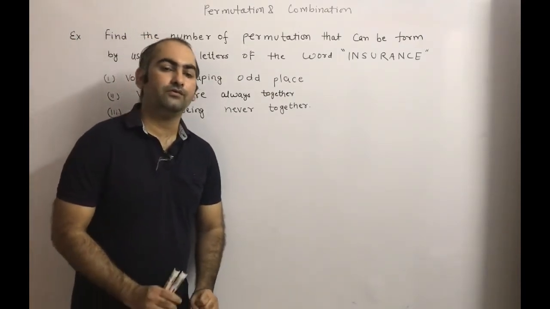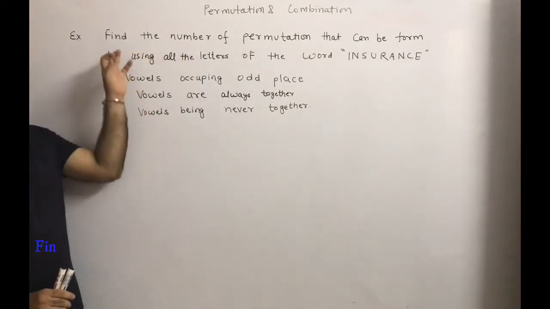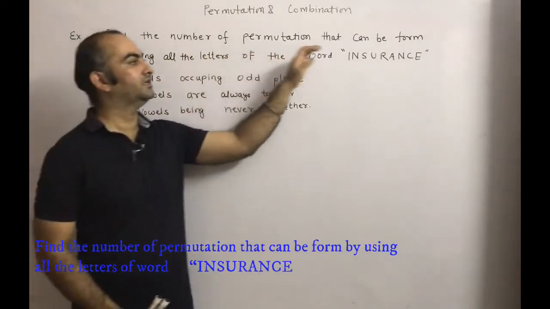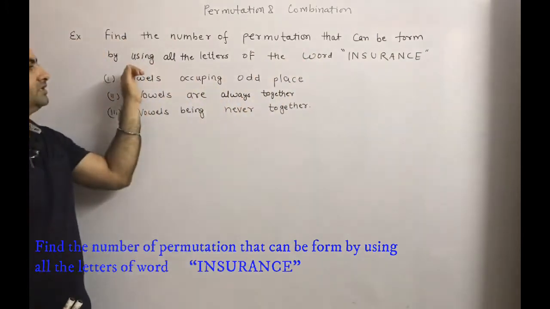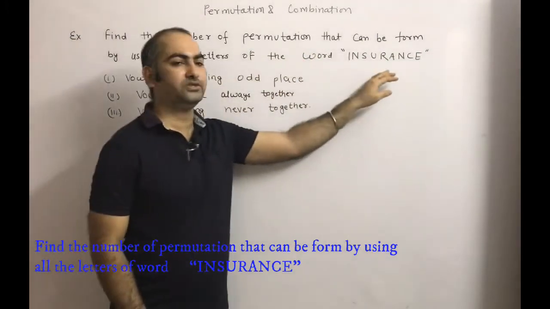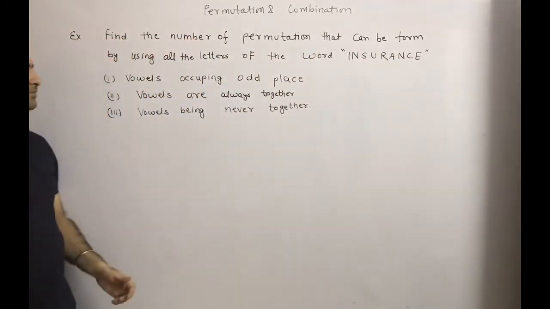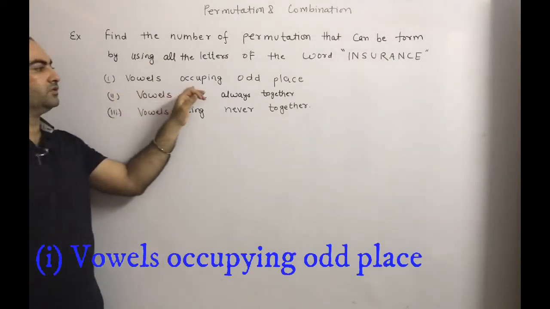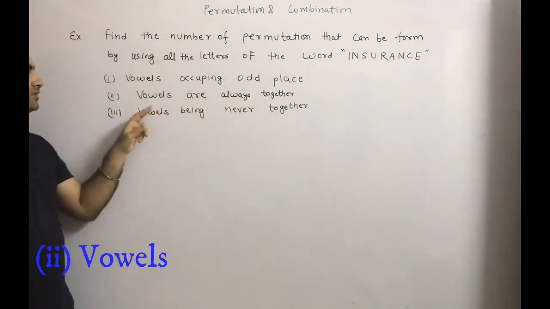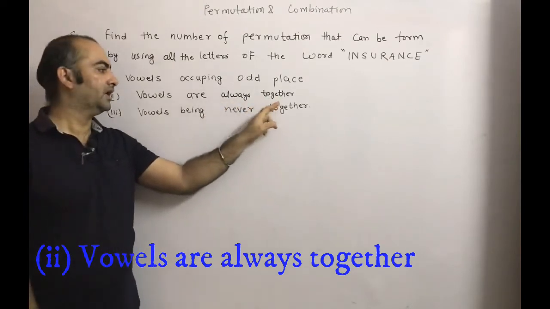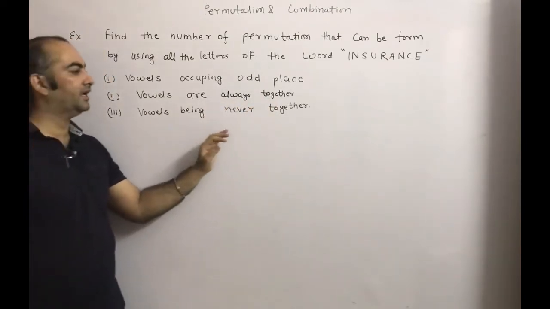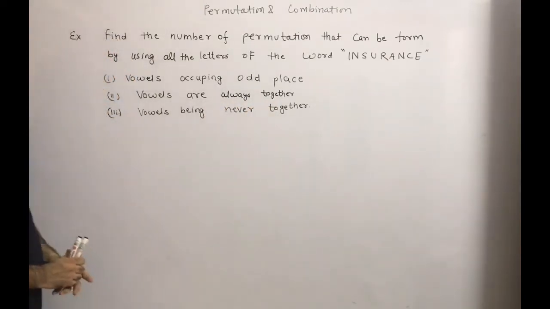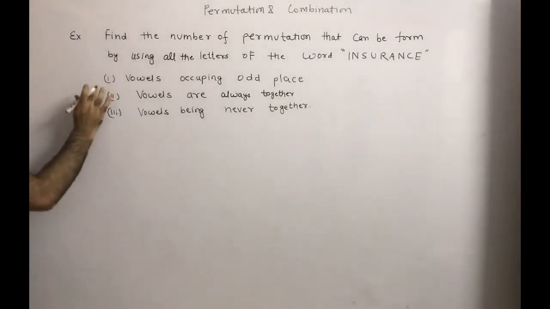Now the first problem of today's lecture is: find the number of permutations that can be formed by using all the letters of the word INSURANCE. Here we have three problems. First problem is: vowels occupy odd places. Second problem is: vowels are always together. And third problem is: vowels are never together. So we have three problems, and first we are solving the first problem.